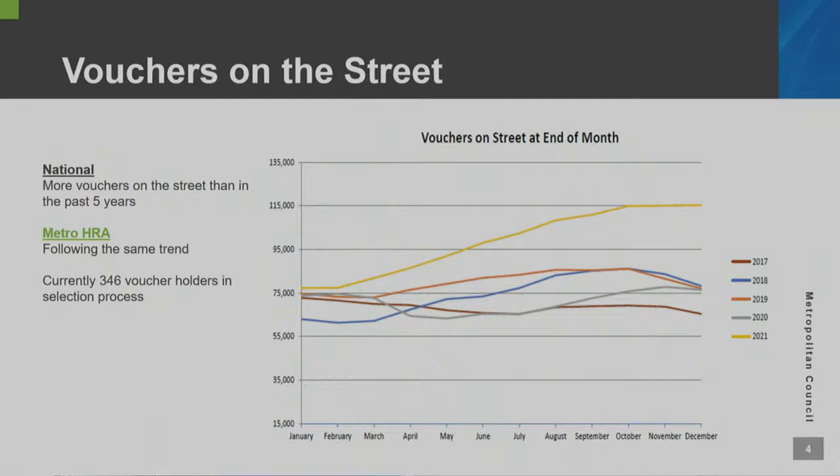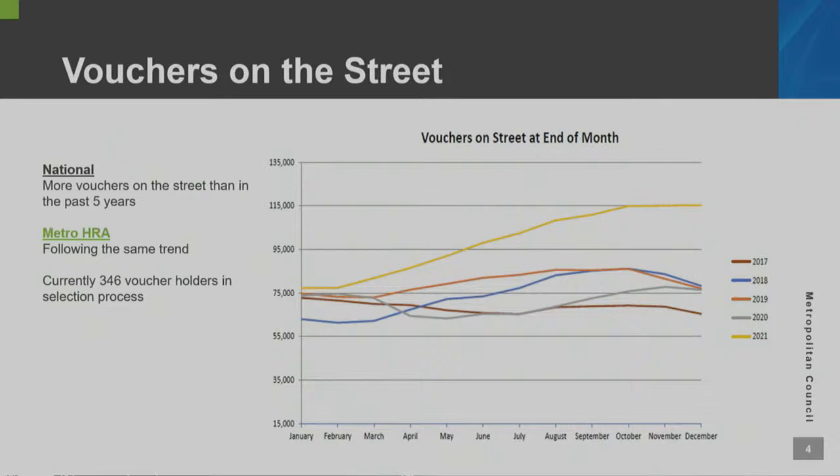You may recall we held back from issuing an offer of project-based vouchers in 2021 to help us serve the waiting list. And so we were issuing vouchers, same trend as national, and currently we have about 350 voucher holders in the selection process, either waiting to get their voucher or shopping. I think we have 180 shoppers right now that are out looking for housing with their voucher.